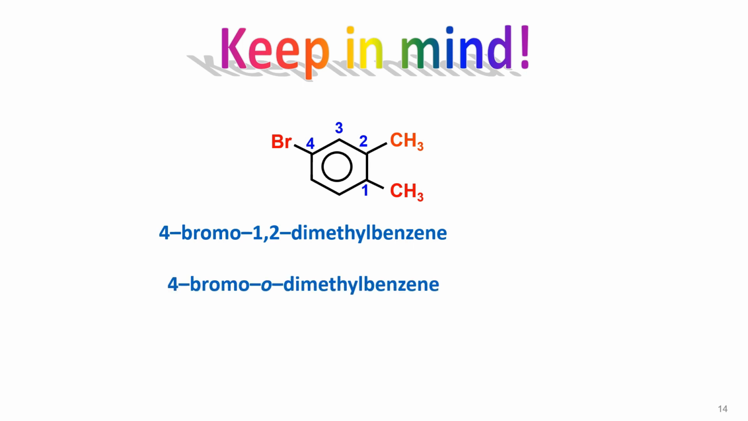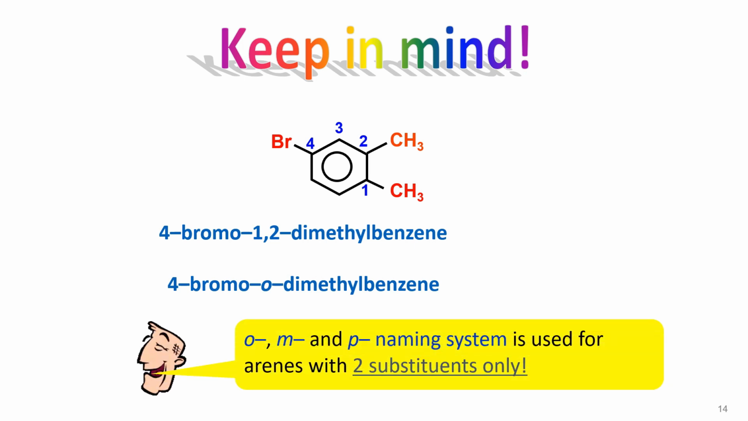Keep in mind, the IUPAC name for this structure: first is 4-bromo-1,2-dimethylbenzene and second is 4-bromo-ortho-dimethylbenzene. Note that the ortho, meta, and para naming system is used for arenes with two substituents only. Therefore, the correct IUPAC name is 4-bromo-1,2-dimethylbenzene. 4-bromo-ortho-dimethylbenzene is the wrong way.